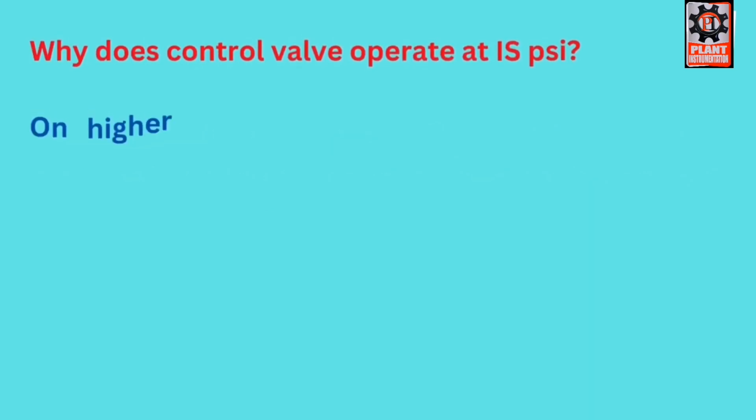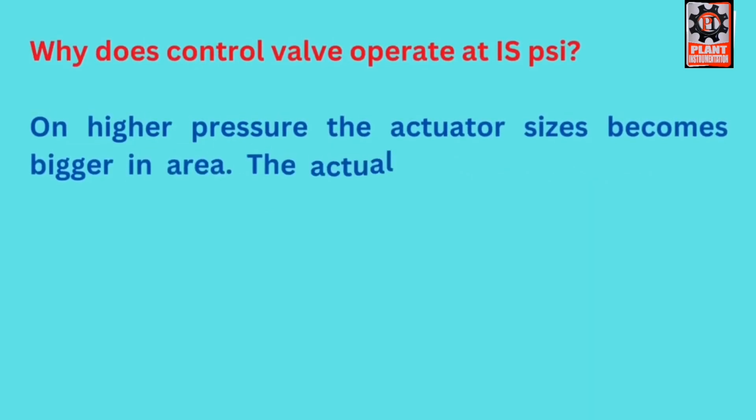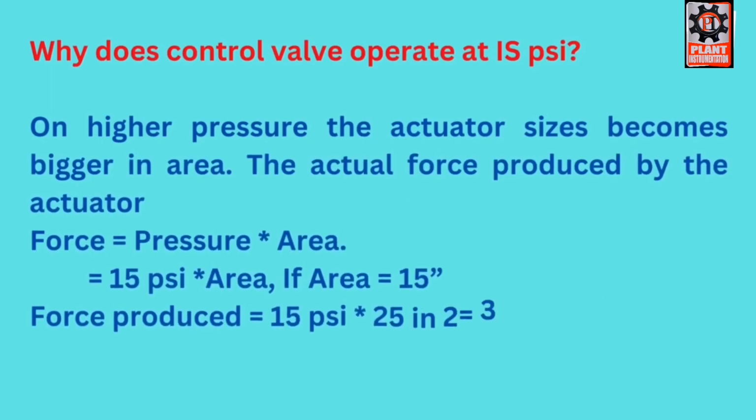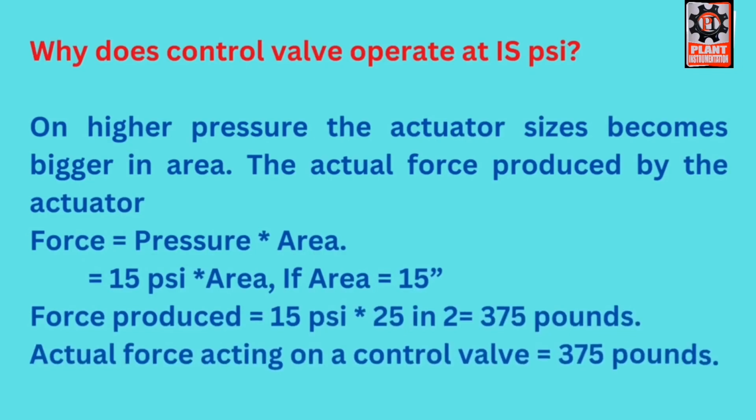Why does control valve operate at psi? At higher pressure, the actuator size becomes bigger in area. The actual force produced by the actuator: force is equal to pressure times area. If area is equal to 25 square inches, force produced is equal to 15 psi times 25 square inches, which is equal to 375 pounds. Actual force acting on a control valve is equal to 375 pounds.